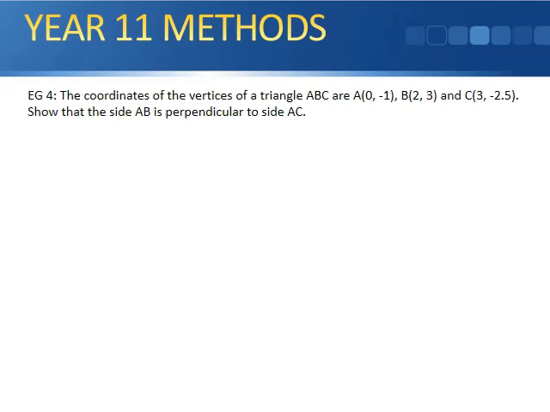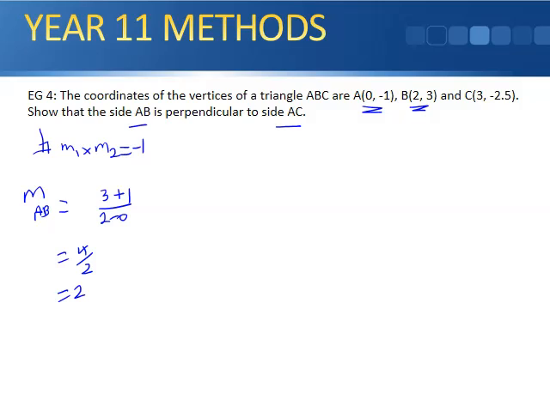Example 4, given the coordinates of the vertices of a triangle ABC, show that the side AB is perpendicular to AC. So to be perpendicular, remember the two gradients, when you multiply them together, have to equal -1. So let's work out the gradient of AB using the rule. Now A and B. So I've got 3 minus -1 becomes +1, and 2 minus 0. So I've got 4 divided by 2, which is 2.